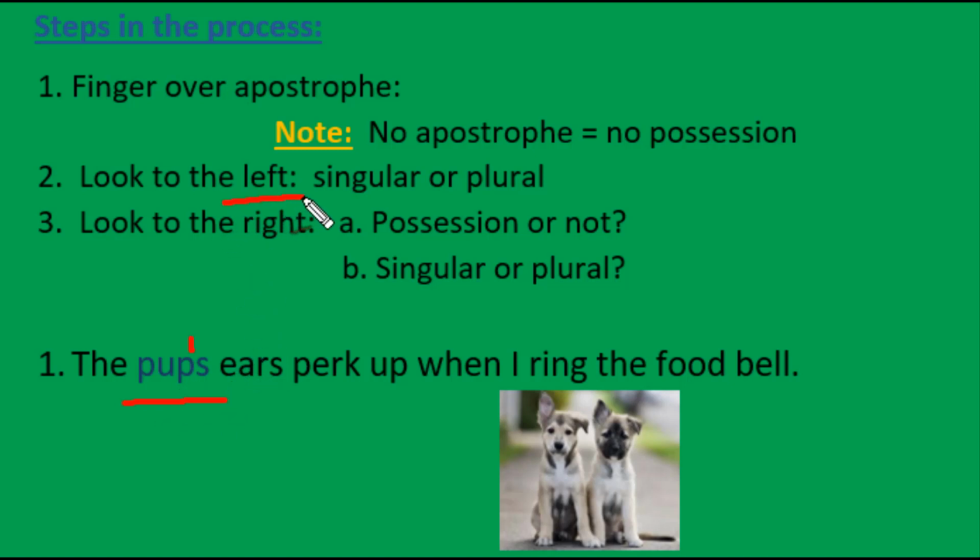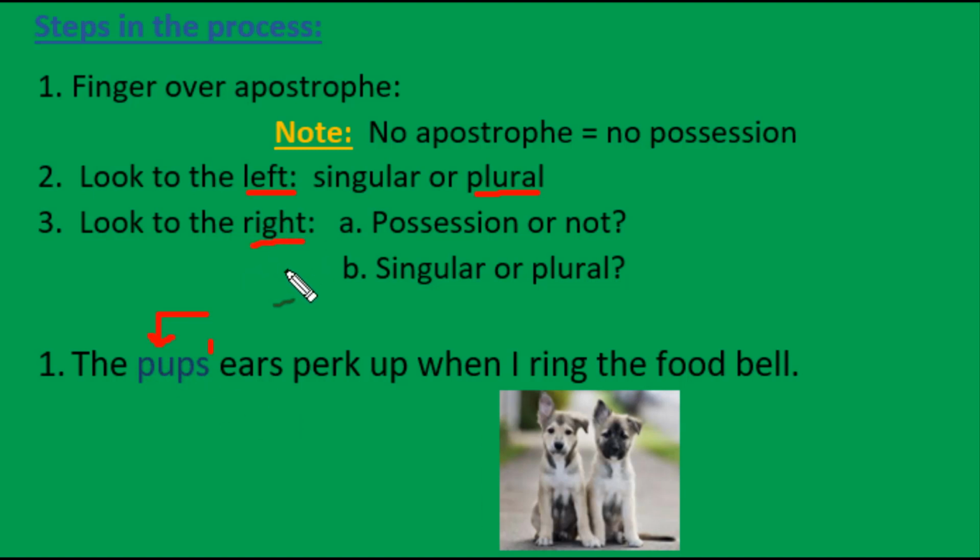Now, when we look to the left, we ask singular or plural. If the apostrophe is here, we look to the left and see it says pup. That's singular. When we look at the picture, we know that's wrong right away. So we'll have to move the apostrophe. When we put the apostrophe on the outside of the S, when we look to the left now, we see that we have plural pups.